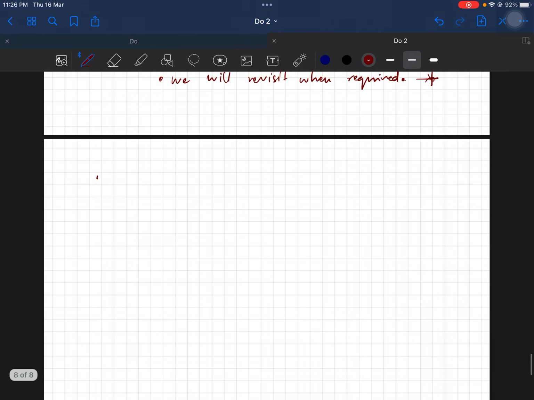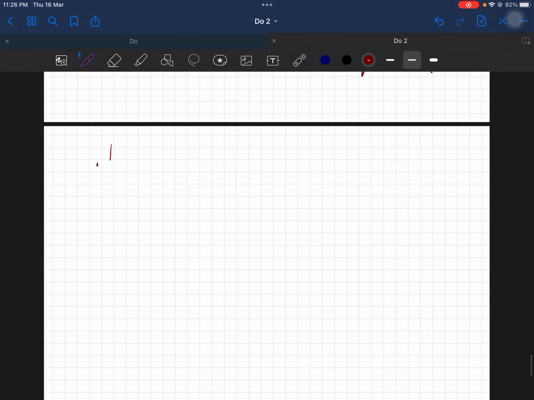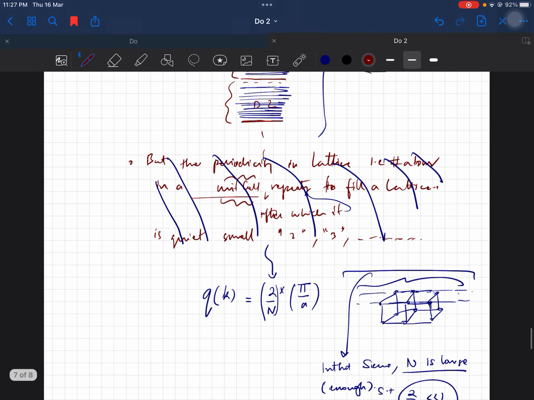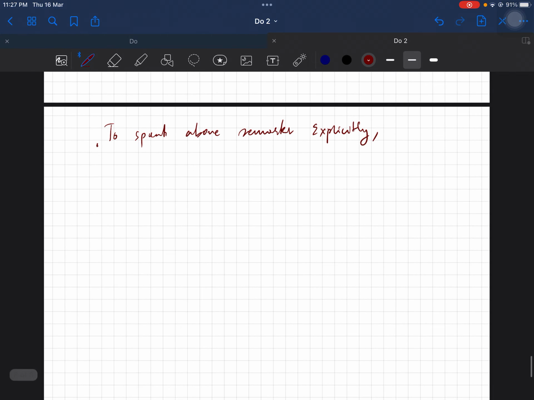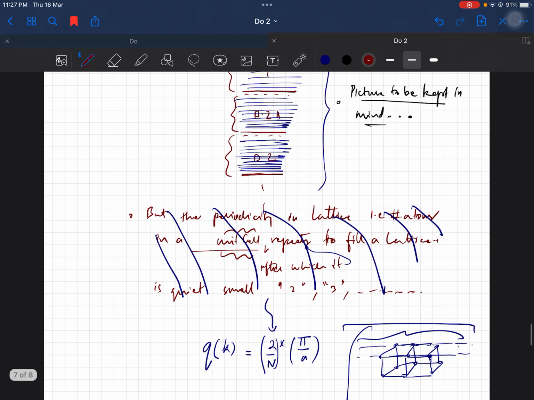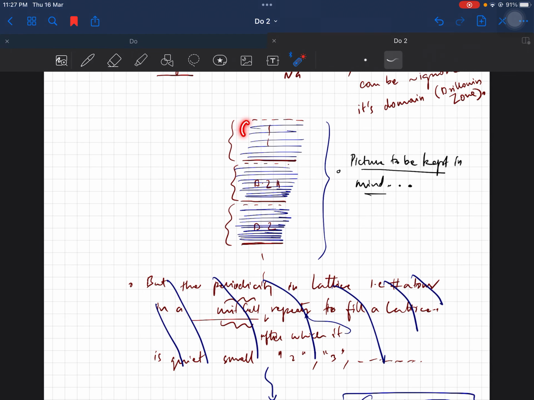To speak about remarks explicitly. Till now there was no problem. I just cooked up some things. Explicitly, the above these gaps.